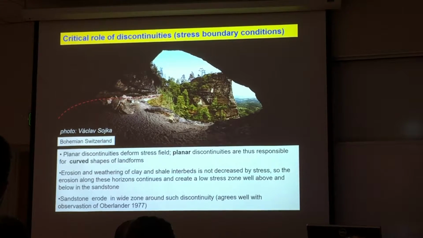And what is interesting, a very shallow discontinuity is able, due to stress shadow, to undermine the sandstone well above, even tens of meters above the discontinuity. So if you see a sandstone which is eroded more, and a sandstone which is eroded less, it doesn't mean that this sandstone is weaker and this is firmer. It could be because of the discontinuities which force the sandstone to erode.